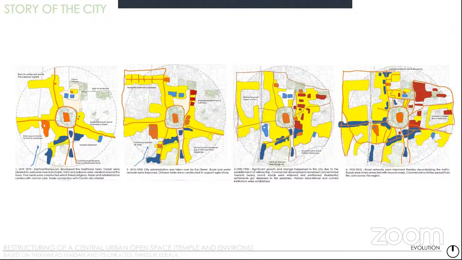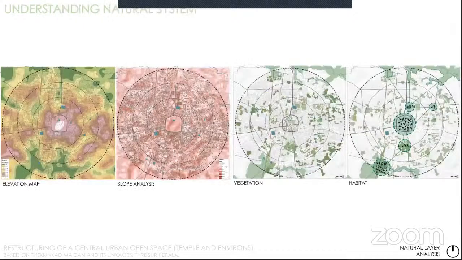Natural layer analysis is done in detail after this. Topography is analyzed by generating an elevation map and slope analysis map using GIS, which shows that the city has its highest point at the apex of the hillock at 35 meters above MSL and gradually slopes down towards the wetland area, which lies around 1 to 5 meters above MSL, which allows natural drainage of the rainwater within the city.